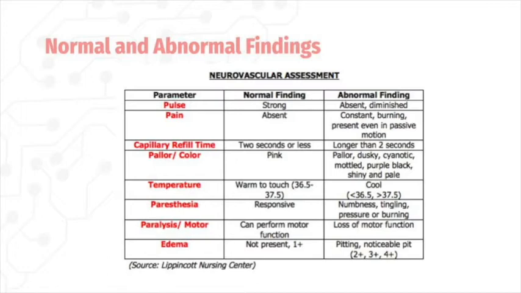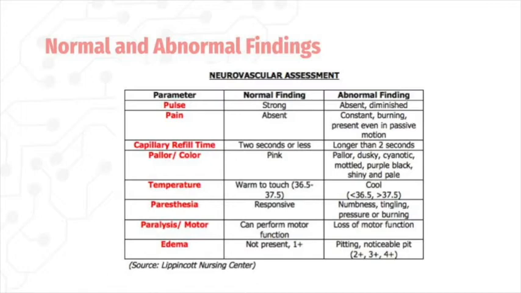So for the next parameter, we have temperature. For temperature, the skin must be warm to touch, or the temperature is between 36.5 degrees Celsius to 37.5 degrees Celsius. For the abnormal finding, the skin feels cool, or it is greater than 37.5 degrees Celsius or less than 36.5 degrees Celsius. So temperature is a very good indicator for blood flow. If it is cool, it could mean that there might be a compromised blood flow.